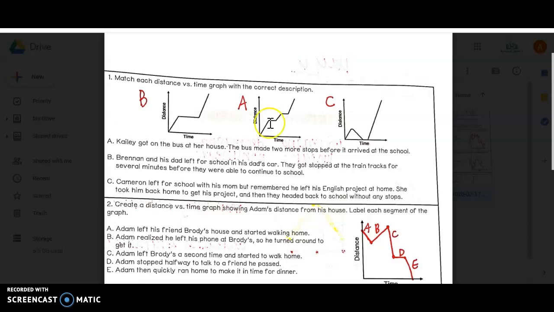She moves away from her house, and then they stop to pick somebody up on the bus. She moves away from her house again, and then they stop for the second bus stop. And then she moves away from her house even more towards school.